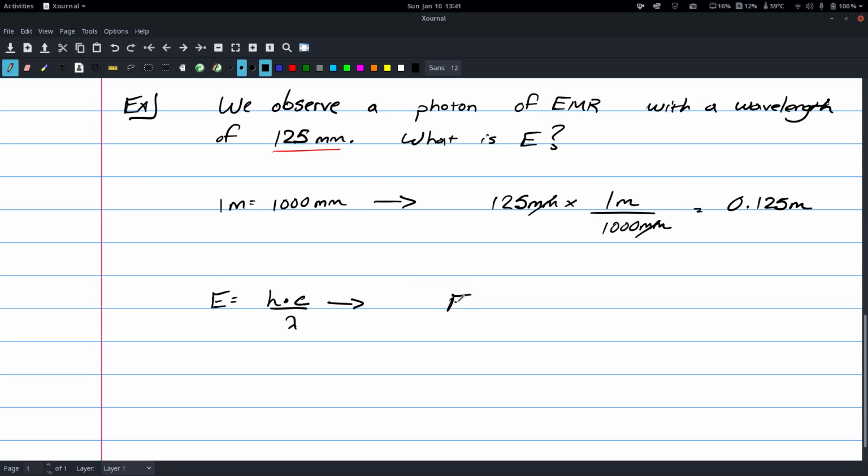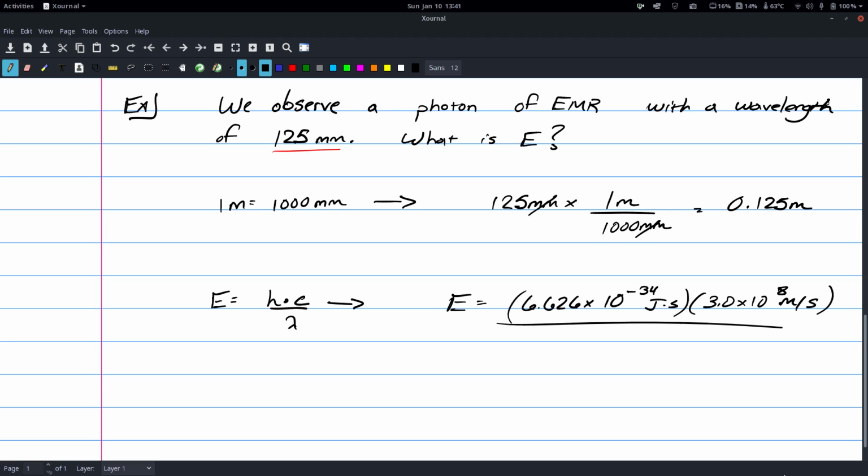So we're going to have E equals 6.626 times 10 to the negative 34 joules seconds times 3.0 times 10 to the 8 meters divided by seconds divided by 0.125 meters. So if we look, that's going to cancel and our seconds is going to cancel. So we're just going to be left with energy, which is what we want.